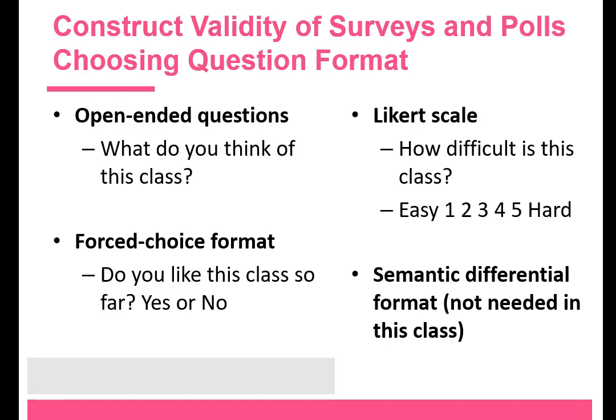And it's also a little harder to figure out how to analyze your data, because you've got to take that essay question answer and somehow turn it into something you can statistically analyze. Forced choice format, the difficulty here is that you're giving people two options, and what if they don't fit into one of those options? Do you like this class so far, yes or no? Well, what if the answer is maybe? That's not an option here. Likert scale, sometimes it's hard to figure out where people reside. Their answer should be on a scale like this. But it's often a very useful measurement scale.